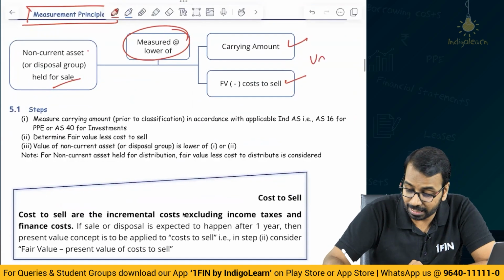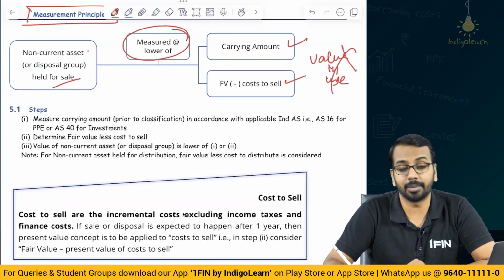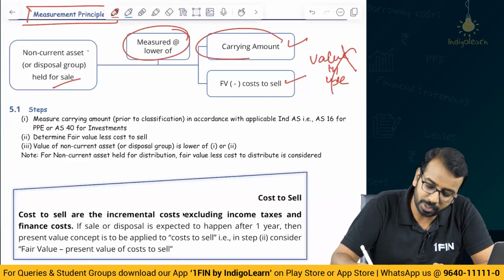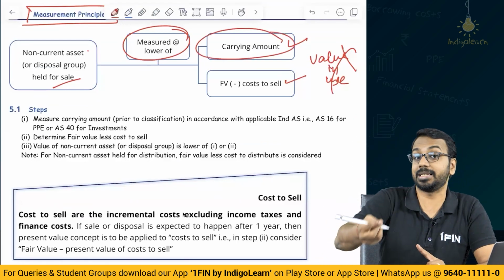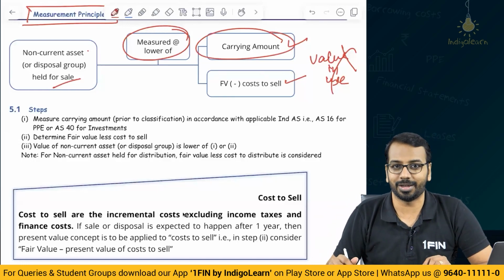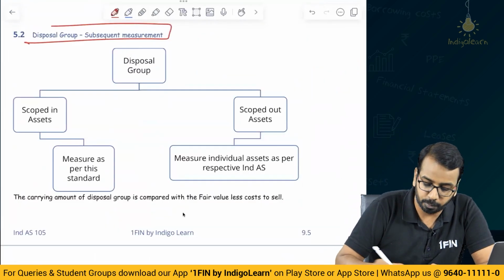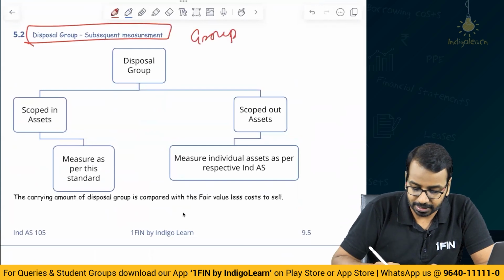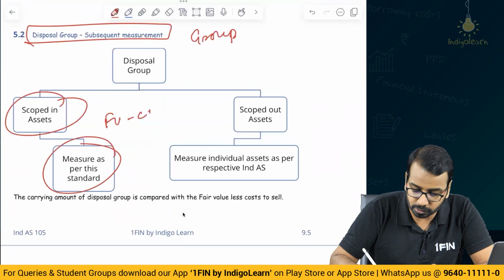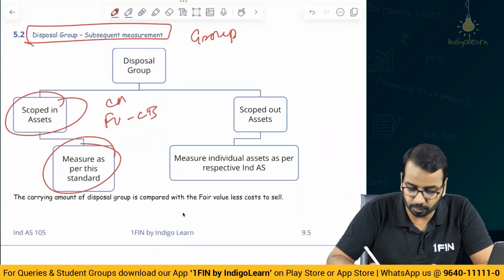Now, here value in use is not applicable. So, before you bring it to IndAS 105, you will again measure the carrying amount as per the respective standards. Even if impairment is applicable, you will measure impairment first and then bring that asset to IndAS 105. Then, when there is a disposal group, means a group of assets, scoped in assets are measured as per this standard, that is fair value less cost to sell or your carrying amount, whichever is lower.